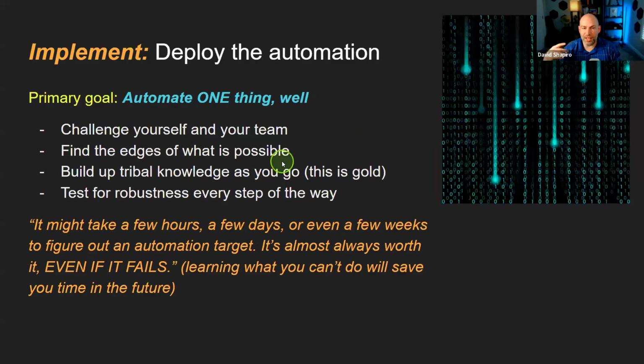So then implement. This is the actual deployment phase. Primary goal, automate one thing and automate it well. Challenge yourself, challenge your team. It's still fine if you try and automate something and it doesn't work. That's one thing that a lot of businesses and a lot of business leaders and a lot of individual contributors, all of them, they say, well, that's not possible to automate, and then they don't even try. Or they say, well, we're probably going to fail, so we're not even going to try. Or we know where the bottlenecks are, so we're not even going to try. And I say, heck with that, try. See how far you can get. Because here's the thing, partial automation still counts.